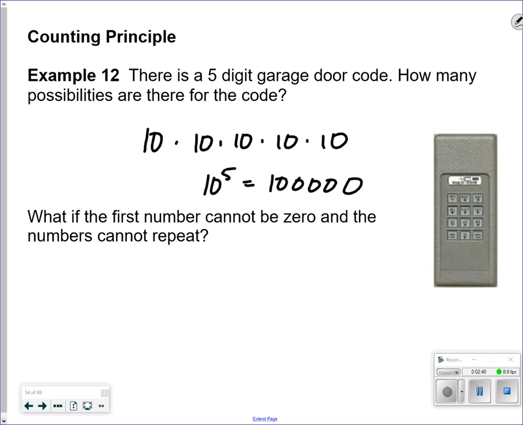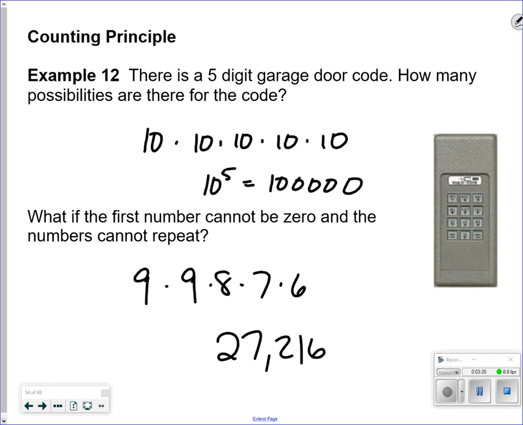Now, what happens if the first number cannot be a zero, and you can't repeat any number? There are only 9 possibilities as the first number, because zero's out of the question. Then zero's back in, but whatever number you picked in the first one is out. So 9 times 9 times 8 times 7 times 6, and you would end up with 27,216. So when you start putting restrictions on what can happen, you start limiting the number of possibilities.